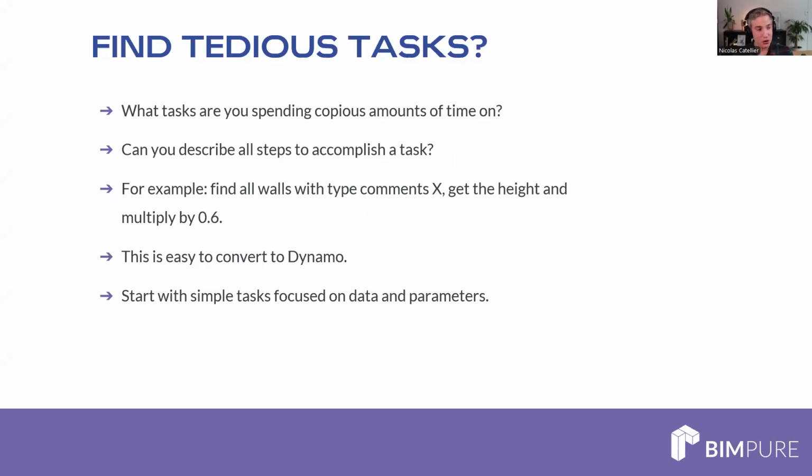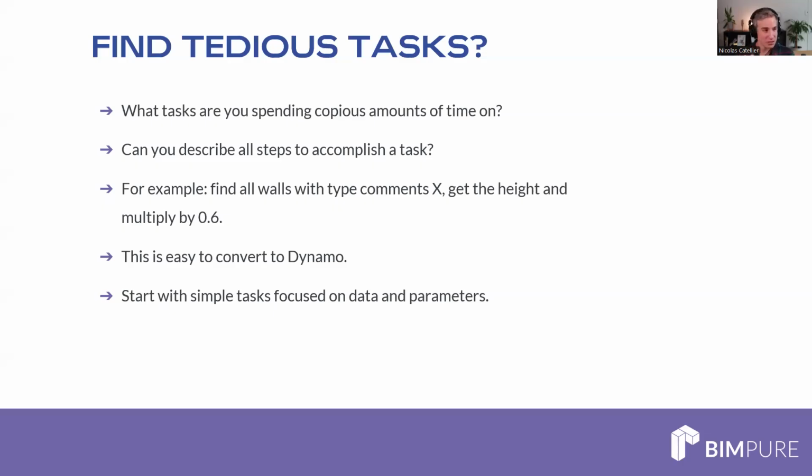So what should you automate? I'm asking you this question. You can start brainstorming on it. To help you out with that, you can ask yourself, in the last week, what task did I spend a copious amount of time doing? Especially the really boring, tedious, repetitive tasks. Can you describe all the steps to accomplish a task? And do you think you can automate it with Dynamo?